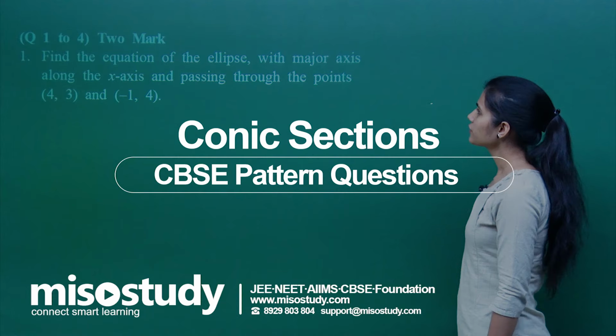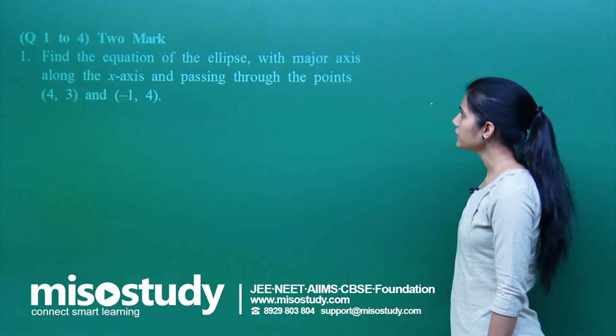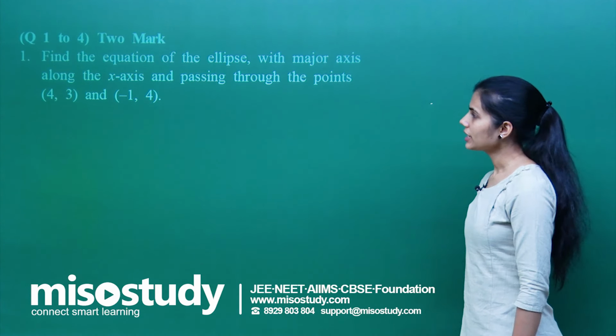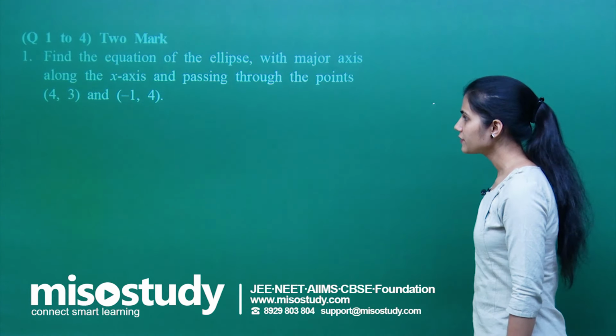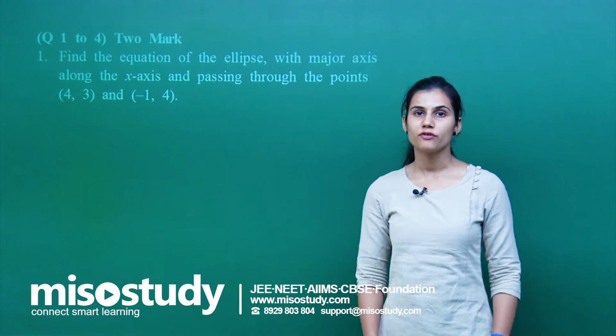First question is for 2 marks. It says find the equation of the ellipse which has major axis along the x-axis and it passes through 2 points 4, 3 and -1, 4.